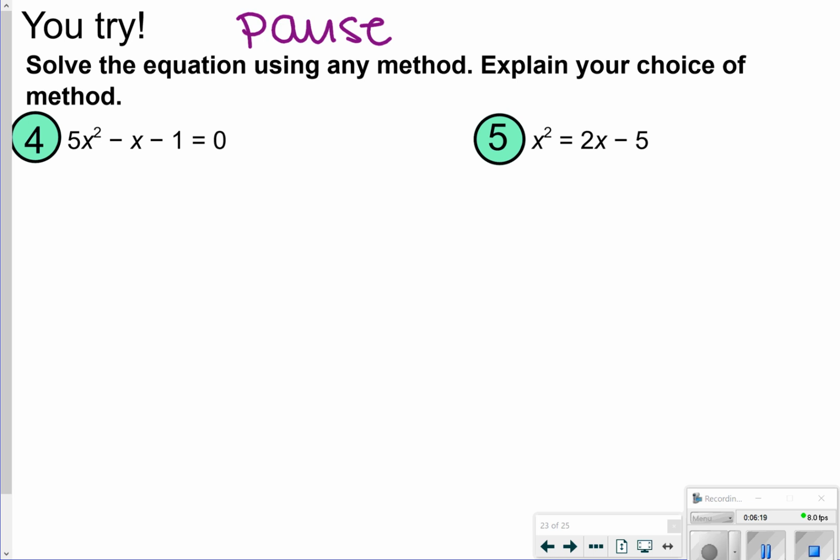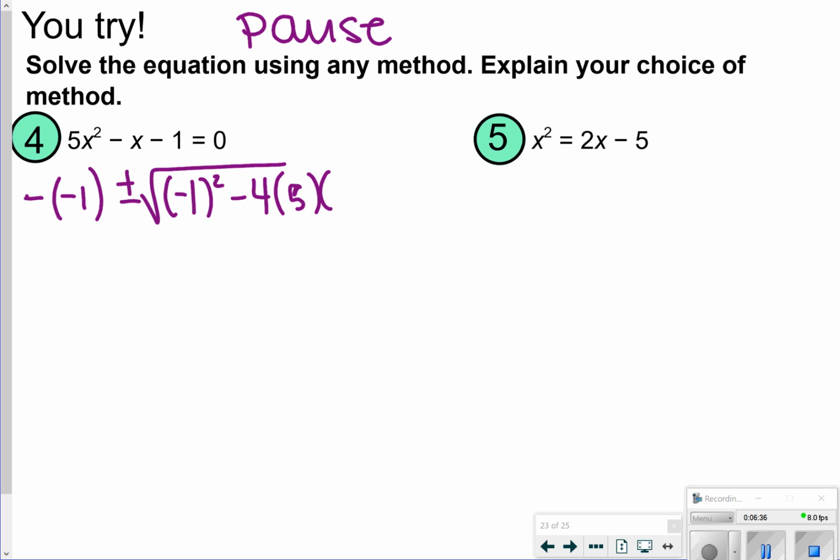All right, so number 4 actually is not factorable, so we're going to use the quadratic formula. So I'll have negative 1 for negative b, and then plus or minus the square root of b squared minus 4 times a times c, all over 2a. It's 2 times 5. Jumping ahead there.